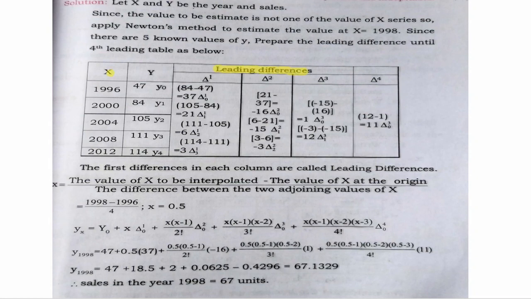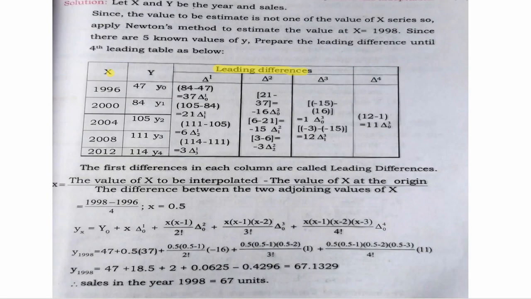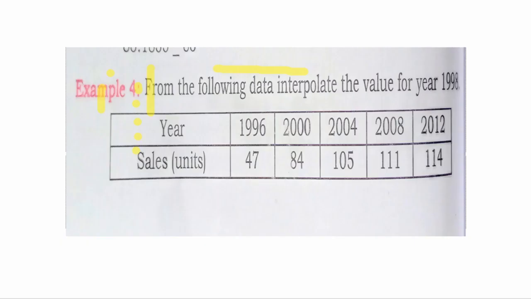X is the value they have given, and the sales is considered as the Y value. X is the year and Y is the values 47, 84, 105, 112, 111, 114. The same values given in the problem I have taken here without changing anything.